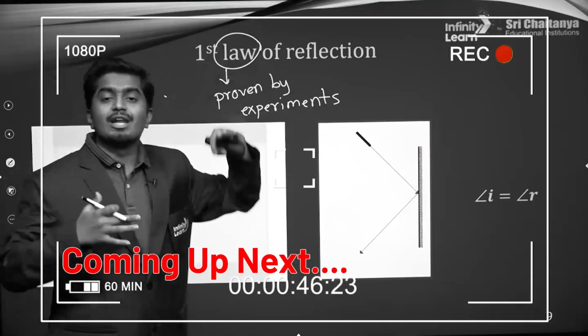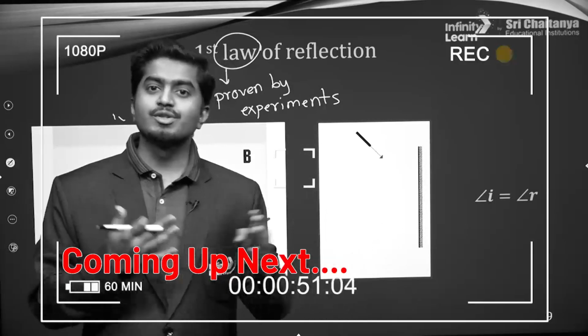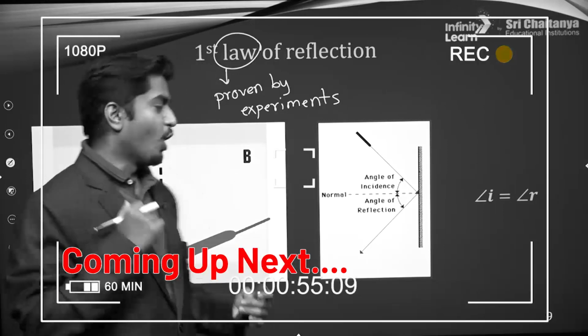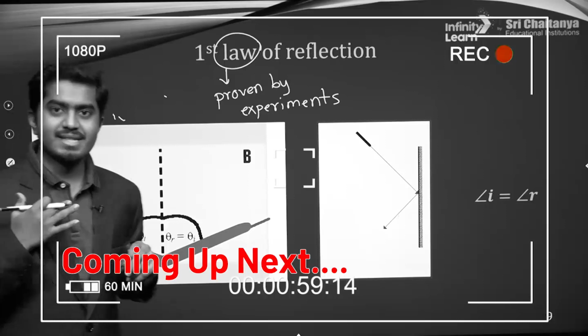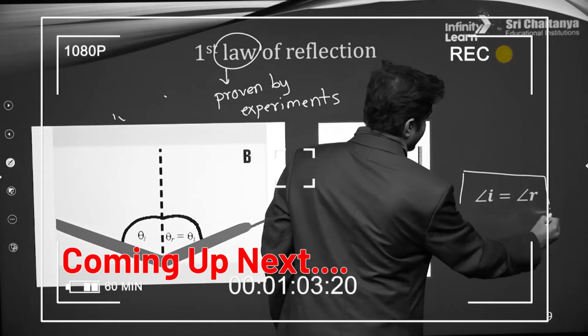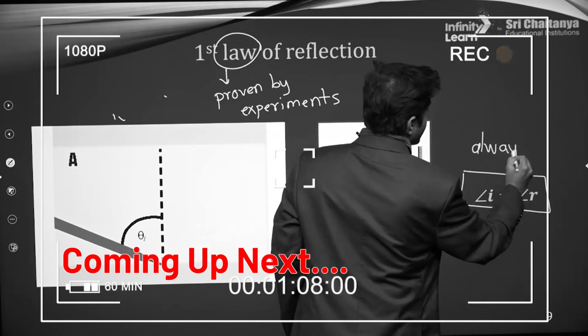So whenever you say a law, it means some scientist must have done some experiment. From those experiments, he came to this conclusion. So that is how we use it as a law. So what is the first law of reflection? What it says is the angle of incidence is always equal to the angle of reflection. So this is always true.